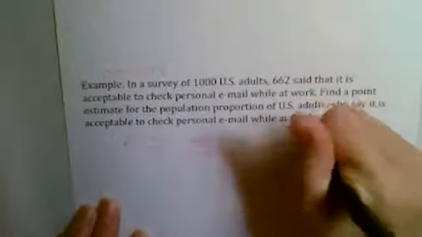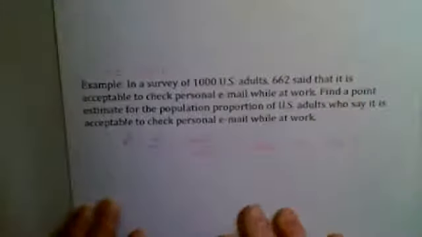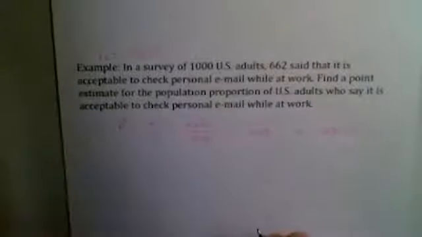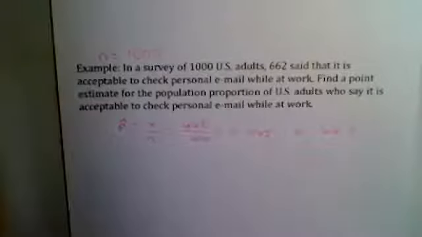You can also turn this to a percent if you want, but I usually don't like to do that until the very, very end. Okay, so that's all I have to do. I don't have to do anything else. All right, so find a point estimate for the population proportion of US adults that say it's acceptable to check their personal email while at work, and you could give me 0.662 or 66.2%.